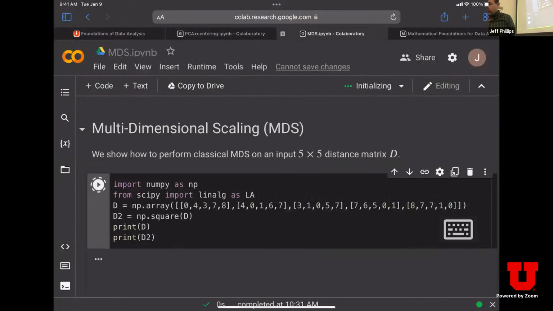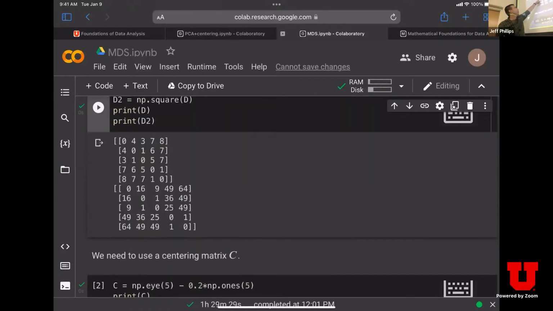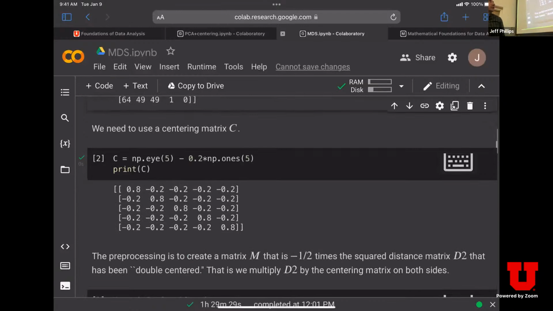Okay, so I'm going to import, here's my distance matrix. I need numpy and scipy and stuff here. And you can square it, np.square squares all the elements instead of D times D, right? So now I have D and the squared matrix. If the distance was 4, now it's 16. 0, 0, 3 is 9, right? And then the centering matrix, this is the centering matrix again, it's symmetric, 0.8 minus 0.2 everywhere else, okay?